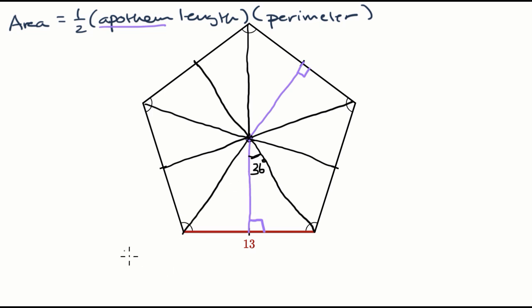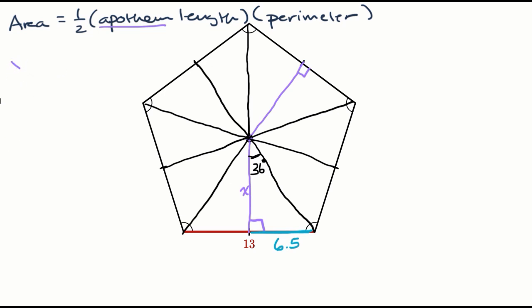Now, why is that useful? Well, we know this angle. Do we know the length of this side here? Well, this side here is going to be exactly half the length of that side. So that's going to be 13/2, or let's just write that as 6.5. And then we could use that to figure out the apothem length. Let me write it over here. The apothem, let me just call that x, just to not have to keep writing that.